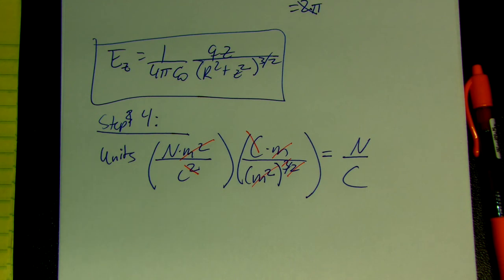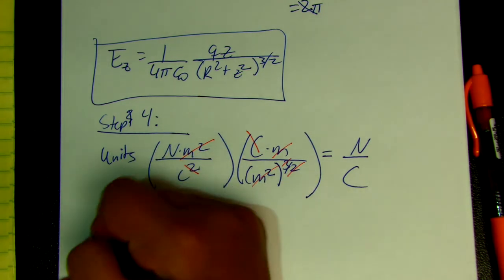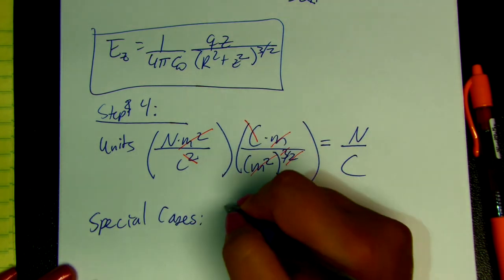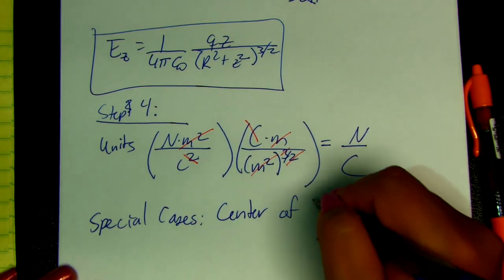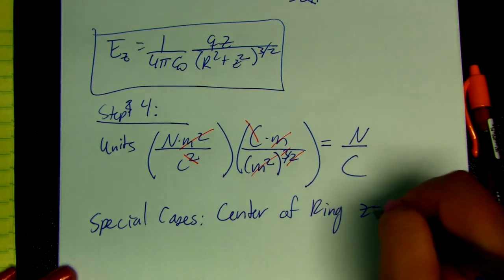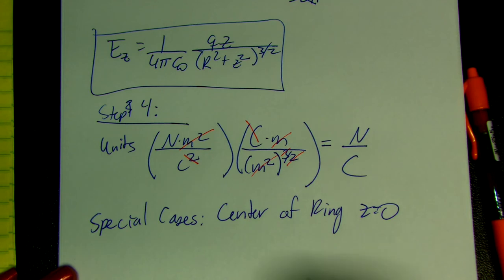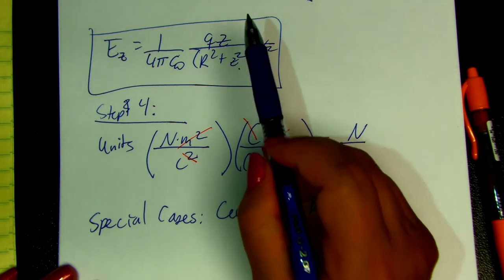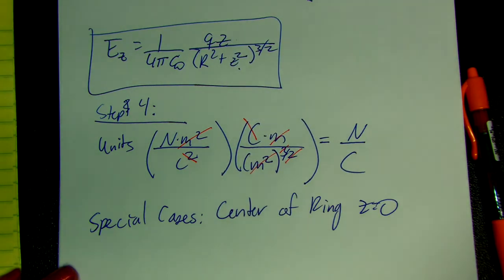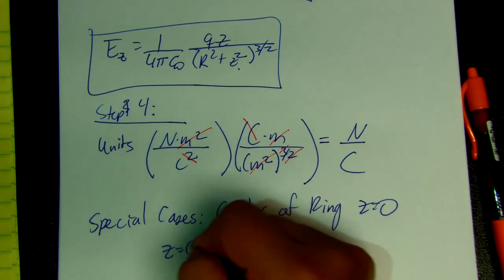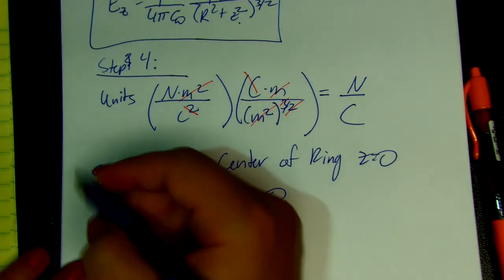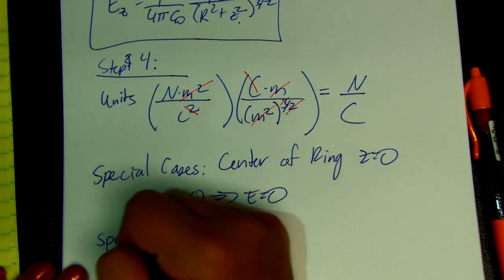Okay. So let's look at some special cases for the ring. At the center of the ring, z equals 0. If we look at this equation here, where's our z's? We're going to have a 0 here and a 0 here, and now we're multiplying the whole thing by 0. So at the center of the ring, z equals 0, and therefore the electric field is 0. No electric field at the center. Okay, that's easy.